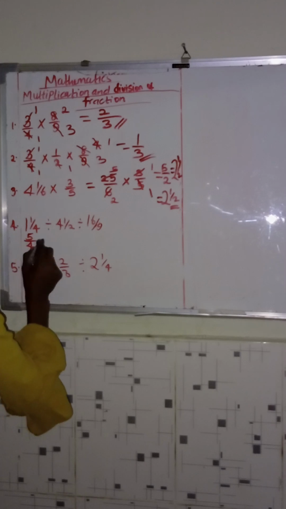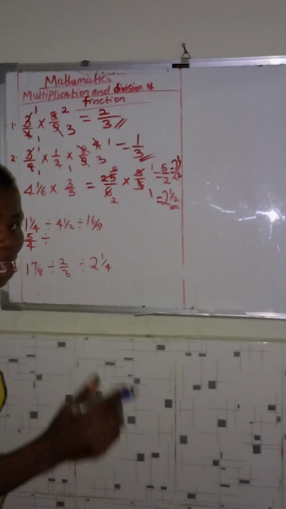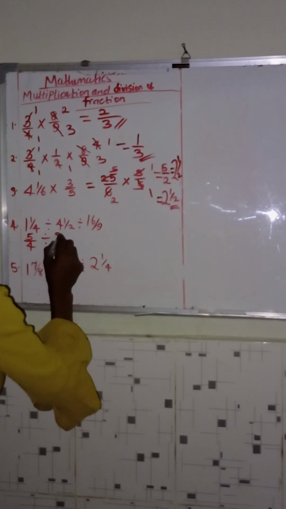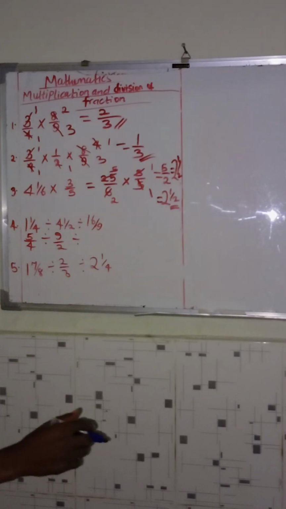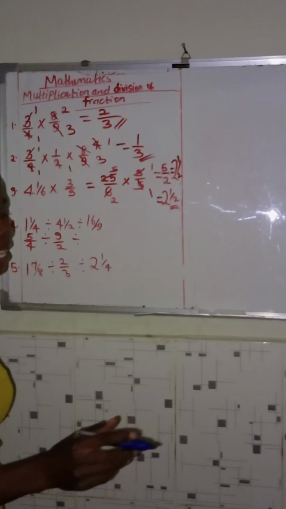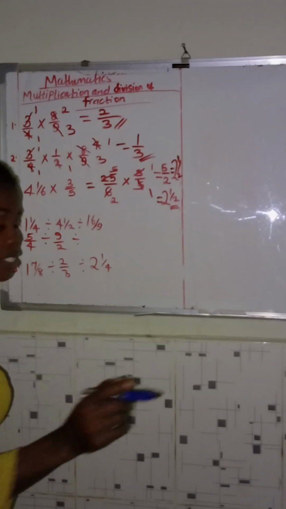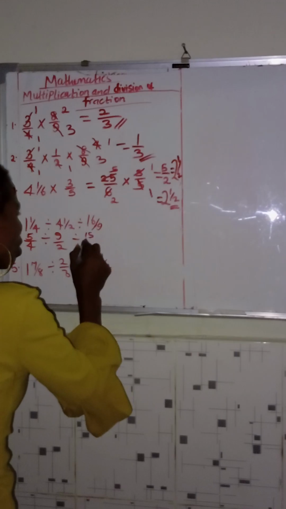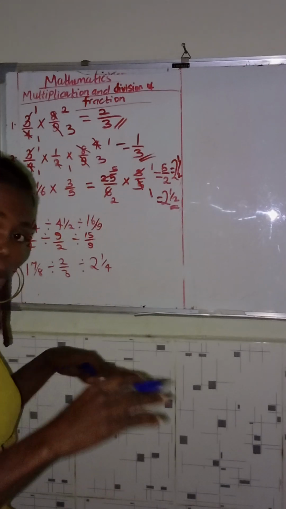5 over 4 divided by 4 times 2, 8 plus 1, 9. That's 9 over 2 divided by 1 whole number 6 over 9. That's 1 times 9, 9 plus 6, 15. 15 over 9.